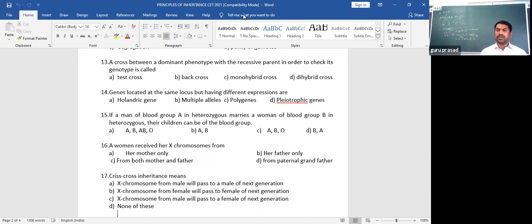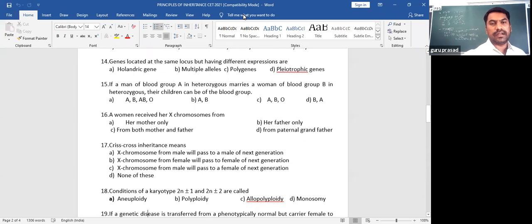After obtaining a 1:1 ratio as the result of the test cross of a monohybrid, that means the F1 tall plant is heterozygous. If it is not in that ratio, it is homozygous tall. Like that. Back cross is F1 with any of the parents, either recessive or dominant. That does not matter. So monohybrid cross and dihybrid cross are not the options at all. So keep it in mind, to know the genotype is test cross. That is the main hint.